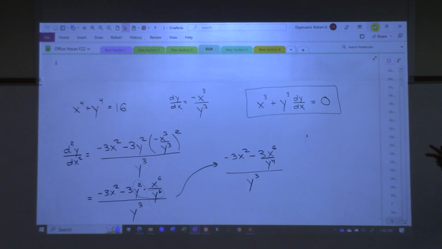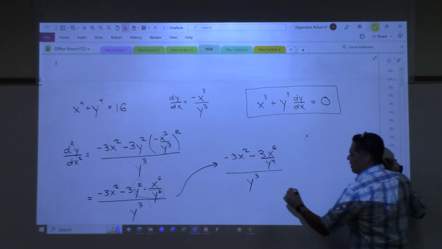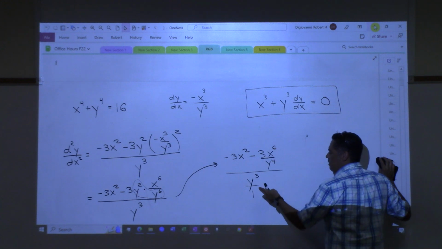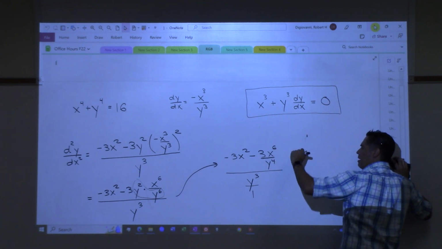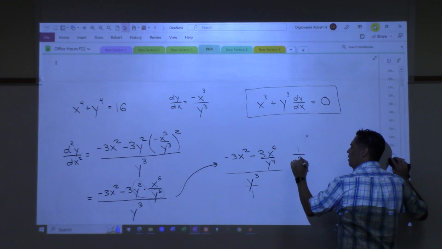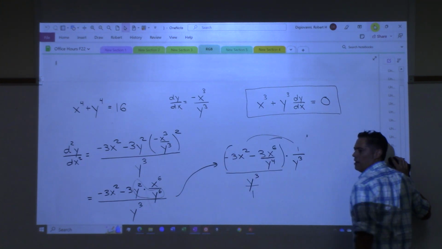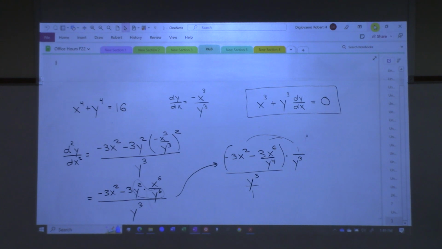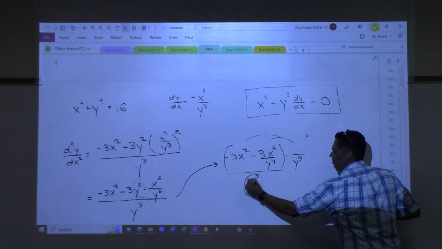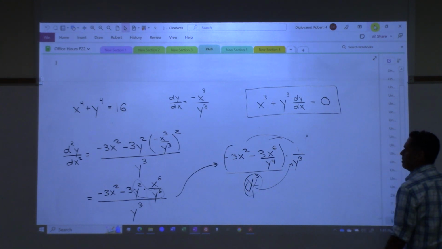What do you want me to do? I saw you. Bring the y cubed up. How do you want me to do that? Flip it, right? So look at this as over 1, and then flip it. Bring that up, make that 1 over y cubed. And that's multiplication, and then I'm going to just distribute through like that. Is that all right with everyone? Okay, so this flipped and became that.